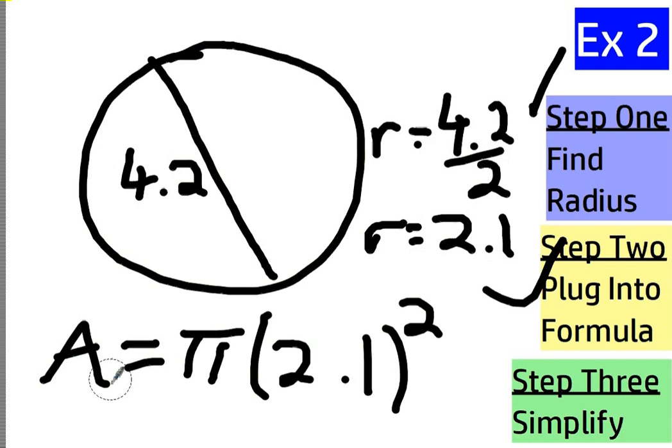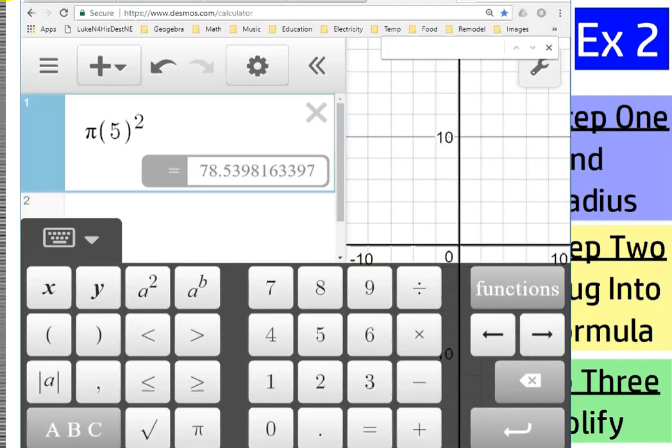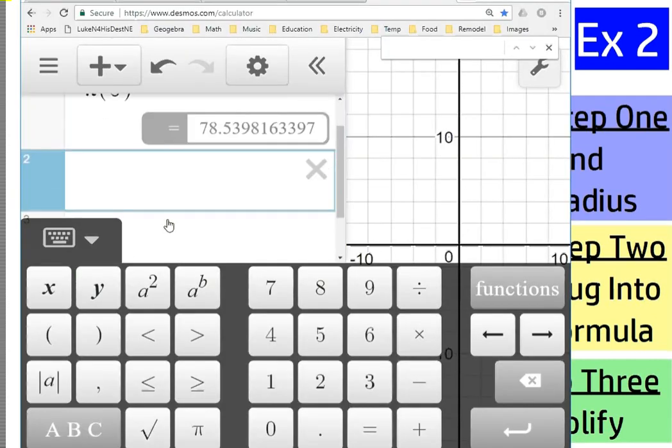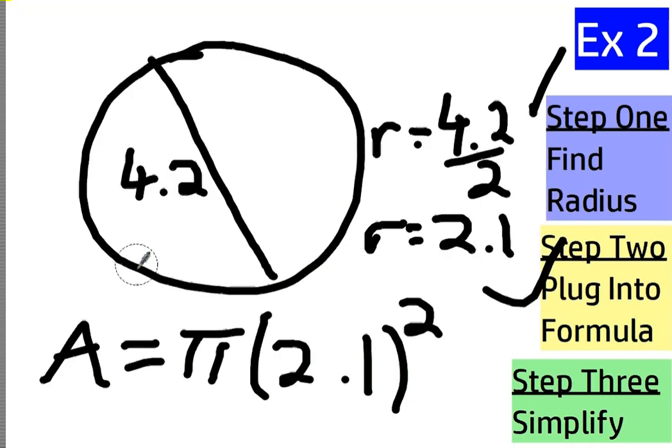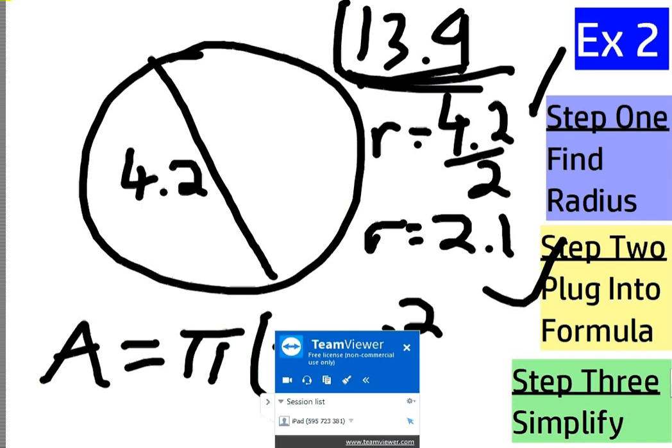And again, we can pull up the calculator and see what that would give us. Actually, what I'm going to do is just change this 5 to 2.1. It's the same thing. Round that to the nearest tenth would be 13.9. I'm just going to write it up here because I don't feel like scrolling down. And that would give us the area approximately.